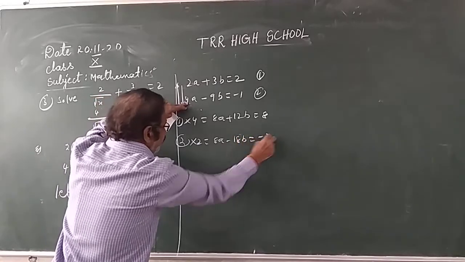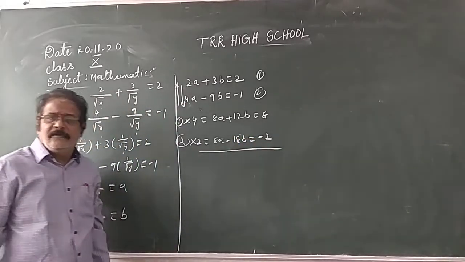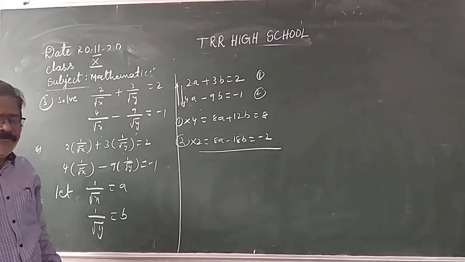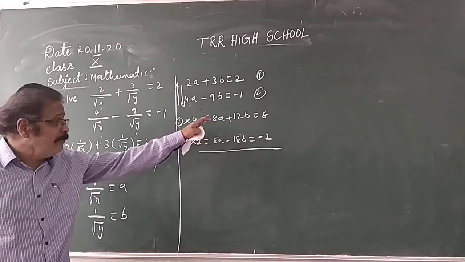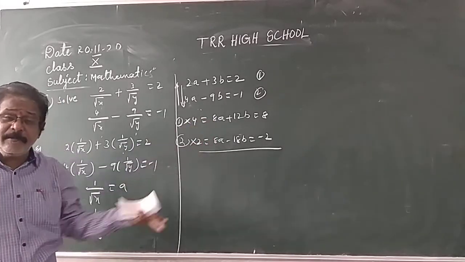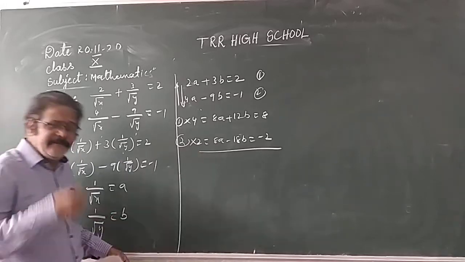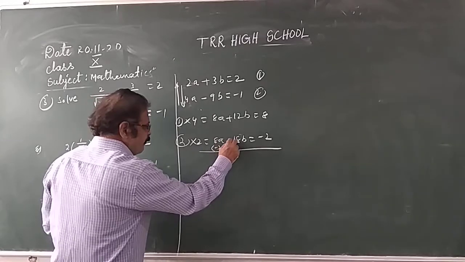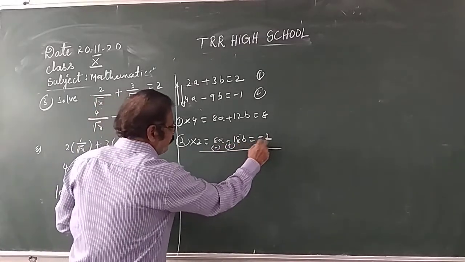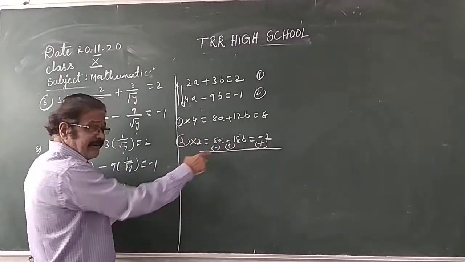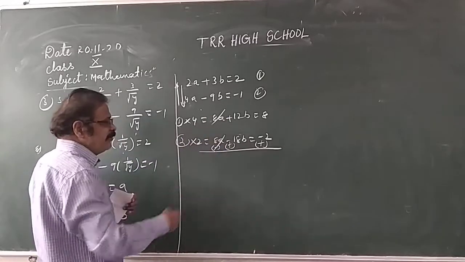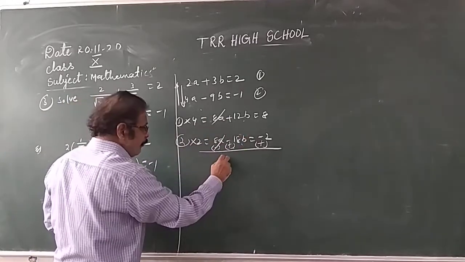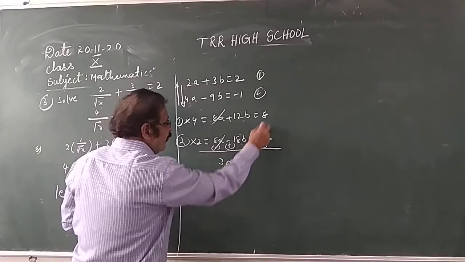18b, and 2 into minus 1 is minus 2. Now, to cancel the coefficients, the 8a is the same: this is plus 8a, this is plus 8a. Then you have to change the signs. Changing sign means subtracting. Plus becomes minus, minus becomes plus. Now plus 8a minus 8a is 0. Plus 18b plus 12b is plus 30b is equal to 8 plus 2.